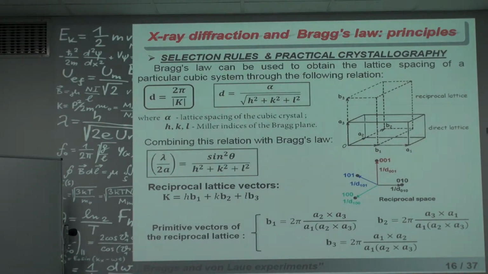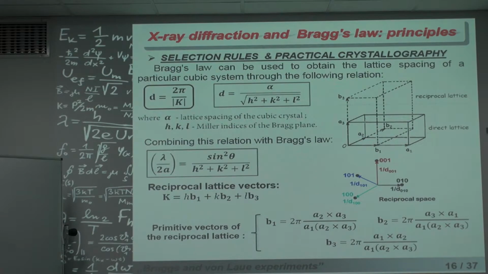So once more, the reciprocal lattice vector is represented by G, which is equal to h b1 plus k b2 plus l b3, where h, k, and l are the Miller indices, and b1, b2, b3 are the reciprocal lattice vectors. The connection between the real and the reciprocal space is presented by the formula above. Actually, it is the lattice spacing d, which is equal to a divided by the square root of the sum of squares of the Miller indices, where a is the lattice parameter.